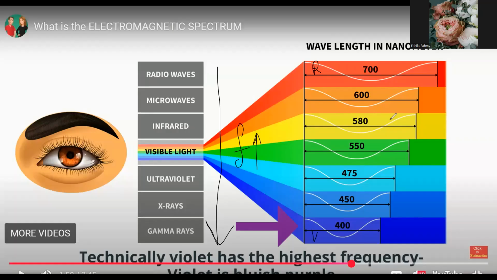What can you all understand from that? Whether red has the highest frequency or violet has the highest frequency? You answer what I'm asking you. Does red light, the red color, have higher frequency or does violet have higher frequency?